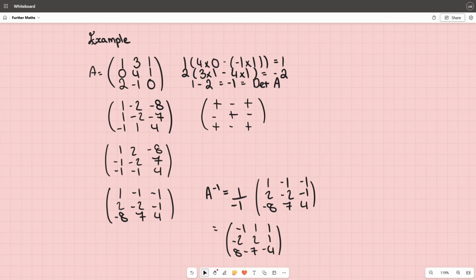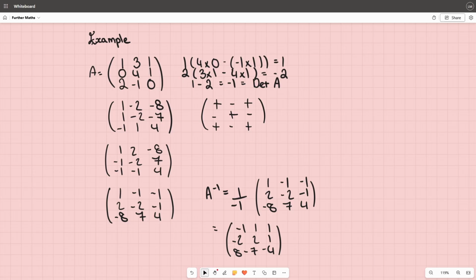And then the matrix of minors: that would be 4 times 0, which is 0, minus 1 times 1, so positive 1. And you do that for every single one. And there's the matrix of minors: 1, minus 2, minus 8, 1, minus 2, minus 7, minus 1, 1, and 4. And then you have to make the matrix of cofactors by multiplying it by the lattice of pluses and minuses. So you end up with 1, 2, minus 8, minus 1, minus 2, 7, minus 1, minus 1, and 4.